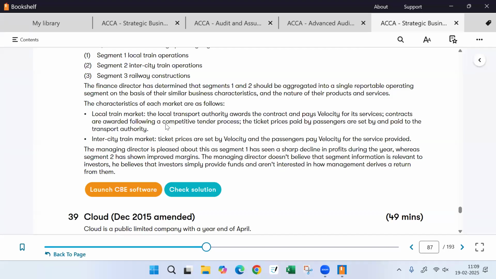The managing director is pleased that segment 1 has a sharp decline in profits, whereas segment 2 has shown improved margins. The director doesn't believe that the segment information is relevant to investors. He believes that investors simply provide funds and are interested in how management derives a return from them. Do you really think that the investors will not be interested in the segment information? Do you think that investors would want the business to keep one segment which is loss making? No, they want to stop that segment, isn't it?